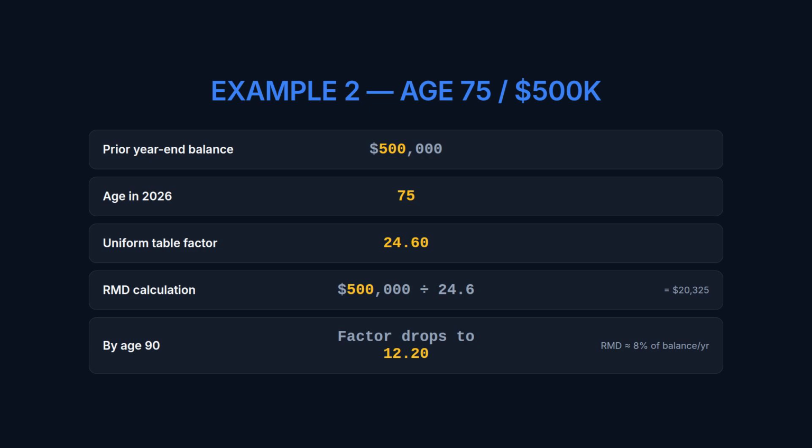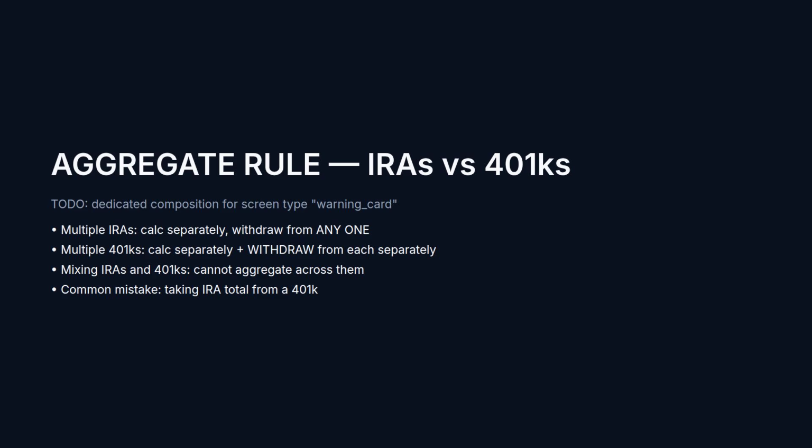Aggregating across accounts, the rule most people get wrong. If you have multiple traditional IRAs, calculate the RMD separately for each one, but you can take the total amount from any one of them. So if account A has a $5,000 RMD and account B has a $3,000 RMD, you can withdraw all $8,000 from just account A. This does not work for 401k accounts. Each 401k requires its own RMD withdrawn from that specific 401k.